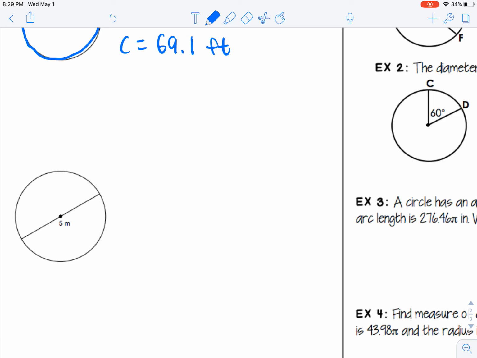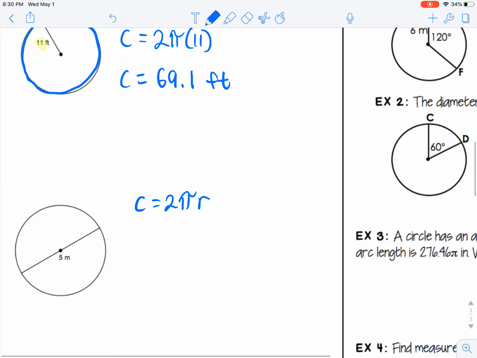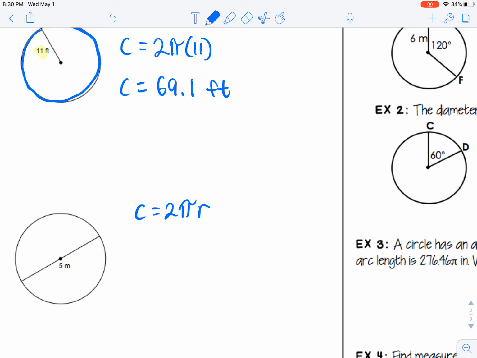Well, we need to find the circumference, so let's go ahead and write our formula. So C equals 2 times pi times r. Well, I've got this line that goes all the way across. I didn't have that on the one before it. I went from the center to the edge. So if it goes all the way across, this is called a what? A diameter.